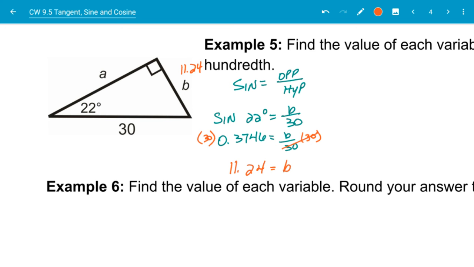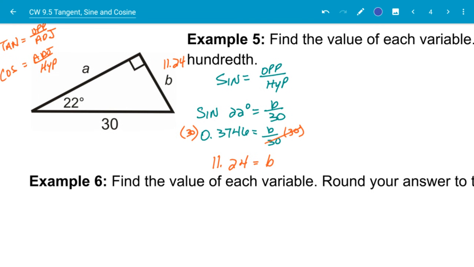So B is equal to 11.24. Now, if I wanted to find A, I could use the Pythagorean theorem to solve for A. Or I could use my tangent ratio, because tangent is equal to opposite over adjacent. Or I can use my cosine, because cosine is equal to adjacent over hypotenuse. I'm going to show you all 3 ways: the Pythagorean theorem, the tangent ratio, and the cosine ratio, and we should get all the same number.